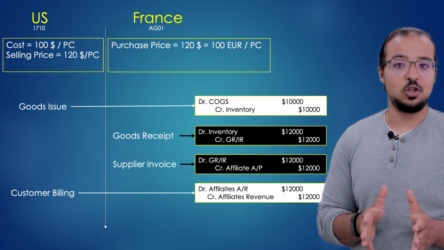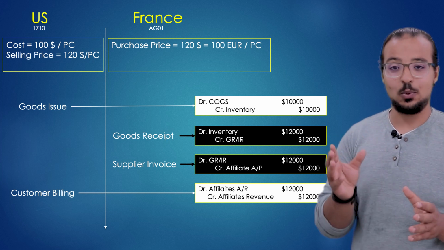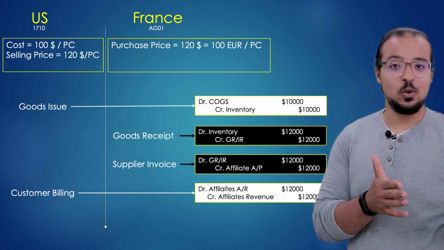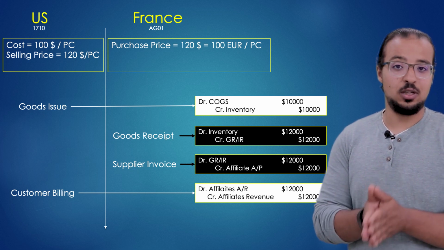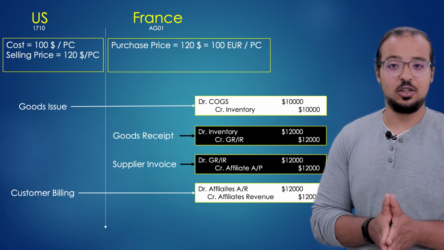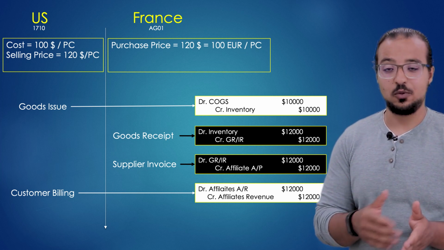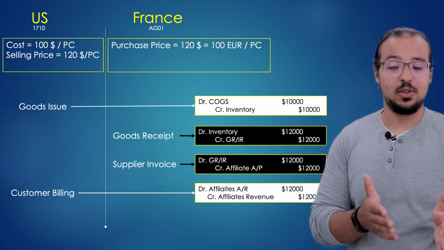Now one thing to pay attention to, the sales price in US is exactly the purchase price in France. So the sales price in US is 120 USD per piece. So the total value is 120 multiplied by 100. This is 12,000 USD. So the financial entry will be a debit to the intercompany customer for 12,000 and a credit to the sales revenue affiliates for also 12,000 USD.